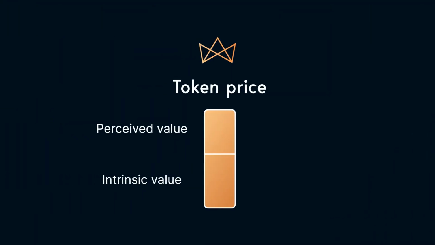So in Web 3, what's interesting as far as the activities that you need to focus on as a marketer, it's really about the perception of the value. And I've made a video about this before where I broke down the two ingredients that make up the price of a token, which is really the intrinsic value plus the perceived value.